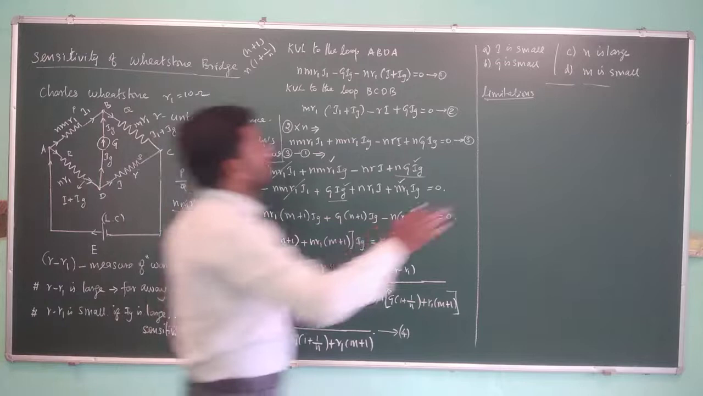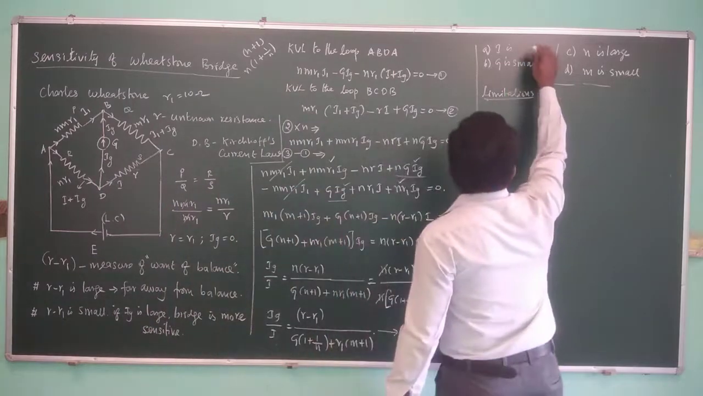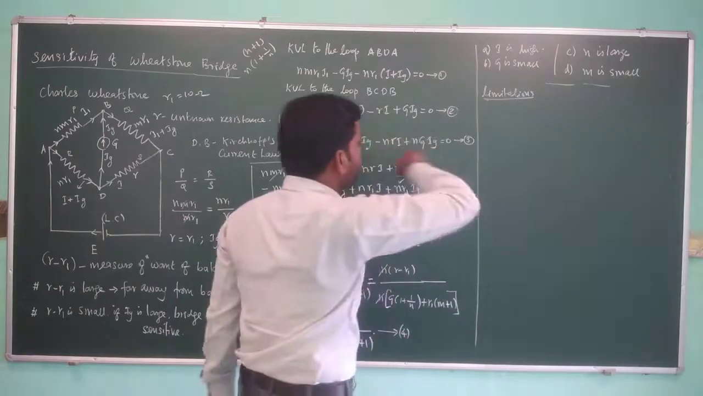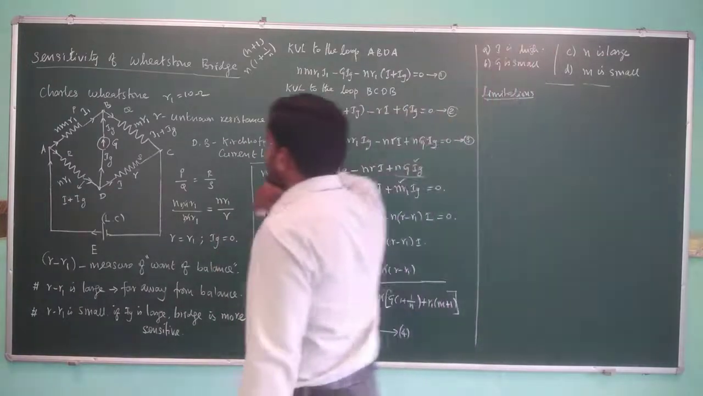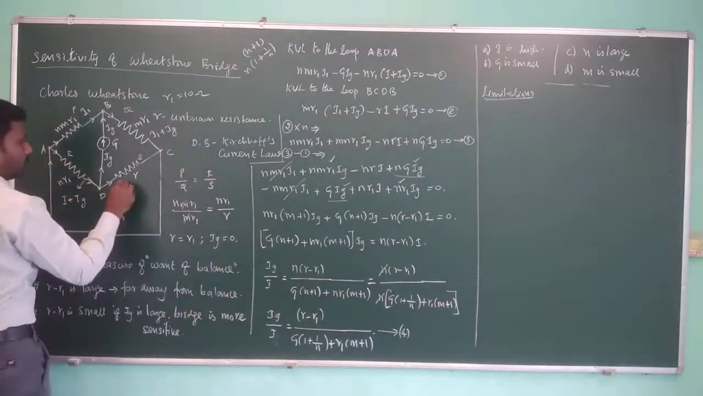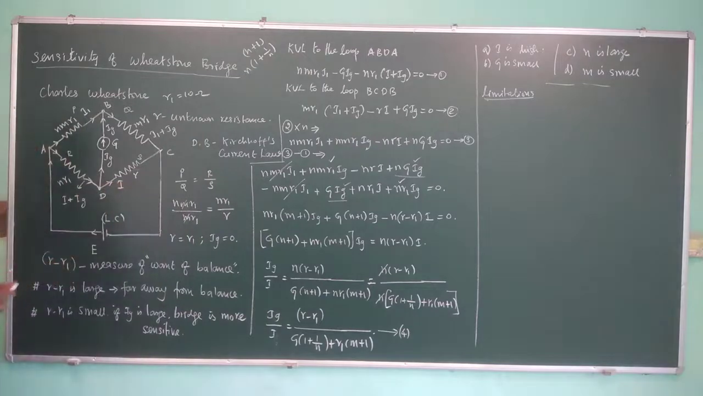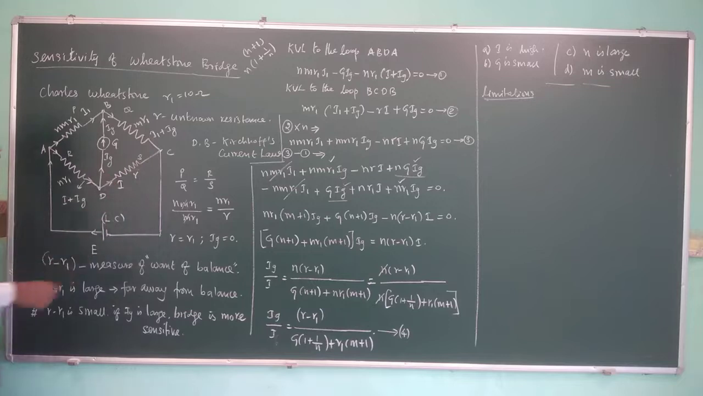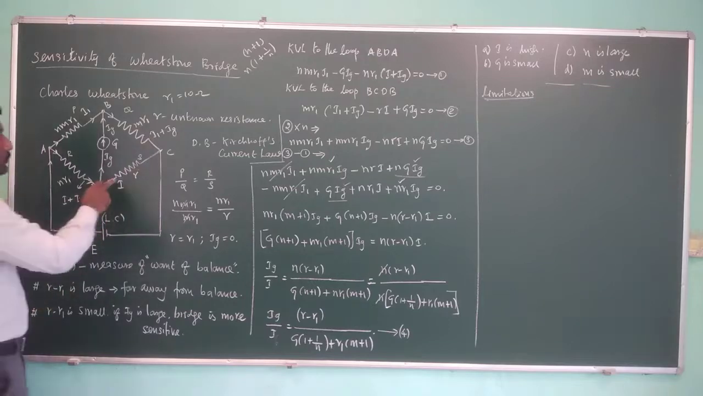Sorry, this is high actually. I'm sorry, this is high. Right, if I is large, which means the current through this resistance is large, what does it mean? The excess current, you cannot increase the current infinitely through this resistance.